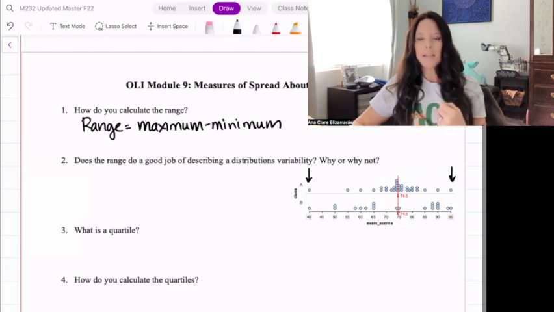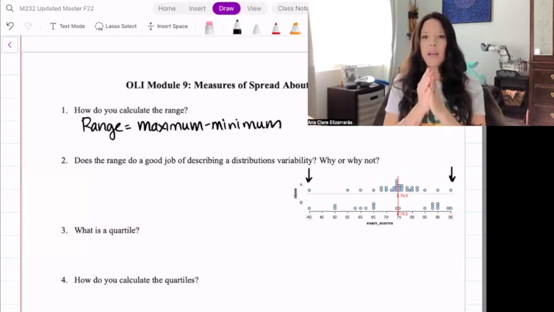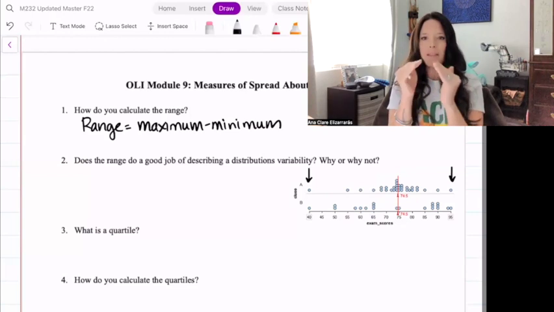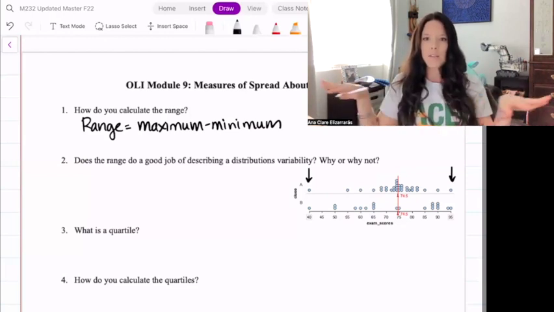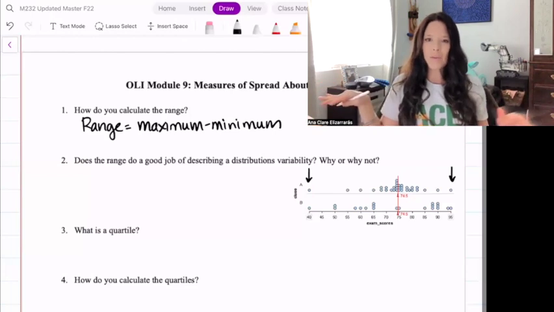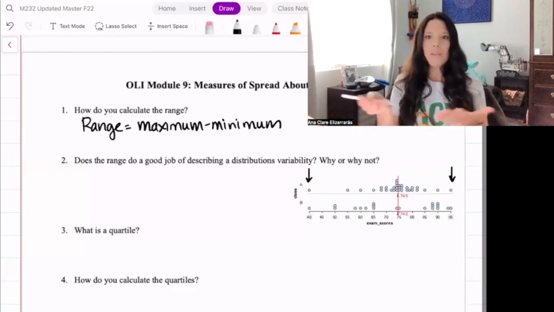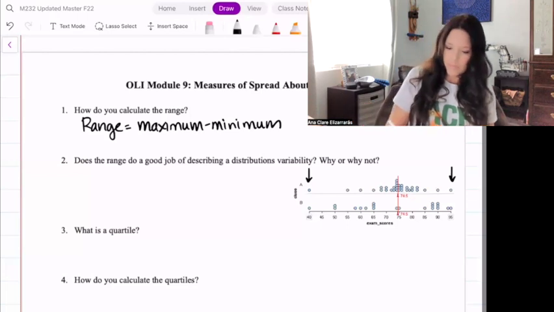If you look at class A, you see that the groupings in the center are closer together, whereas class B has more data points that are spread out. So I would say the range doesn't really do a good job of describing the variability here, because we have the same numbers, but the distributions have very different variability.